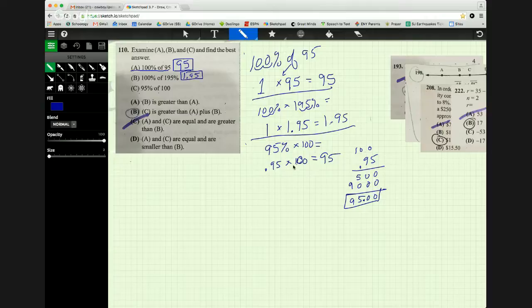But another way to do it is if you ever multiply a decimal by 10 or 100, say, 0.95 times 10, you just move the decimal once. And so that would be 9.5.